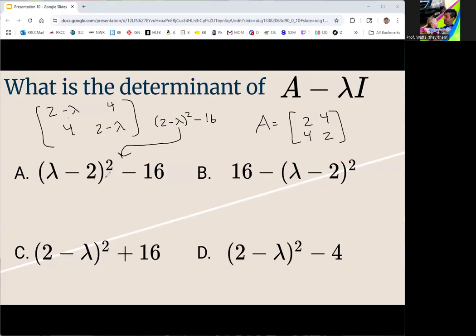And then again, you would take that, set it equal to 0, solve for lambdas to get your eigenvalues, and go from there to find the eigenvectors. All right, that's it for the overview. Go on to the methodology now.